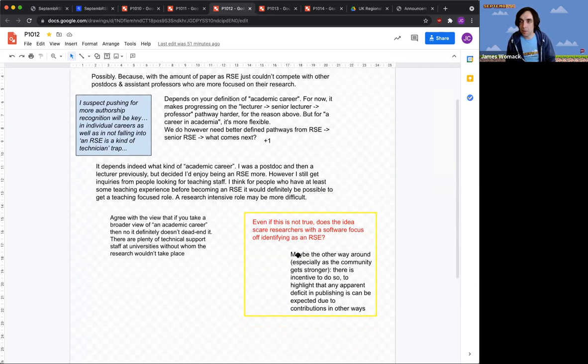And actually someone's made an interesting counter argument, which is that maybe it's the other way around, in that as the RSE community gets stronger, there is an incentive to identify as an RSE, because the RSE identity basically comes with it this idea that you are producing other outputs other than publications, and maybe this is a way to move forward, so you don't necessarily have to be scared of identifying as an RSE. So I thought that was an interesting comment.